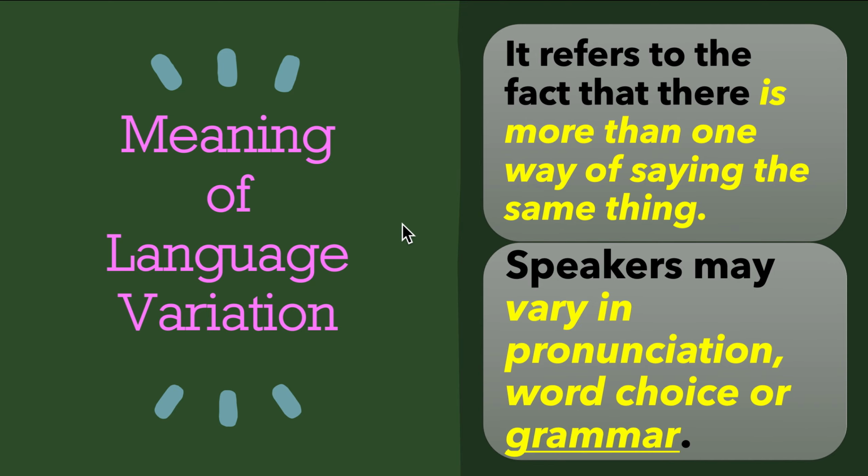Now we talk about the meaning of language variation. It refers to the fact that there is more than one way of saying the same thing. Speakers may vary in pronunciation, word choice, or grammar.